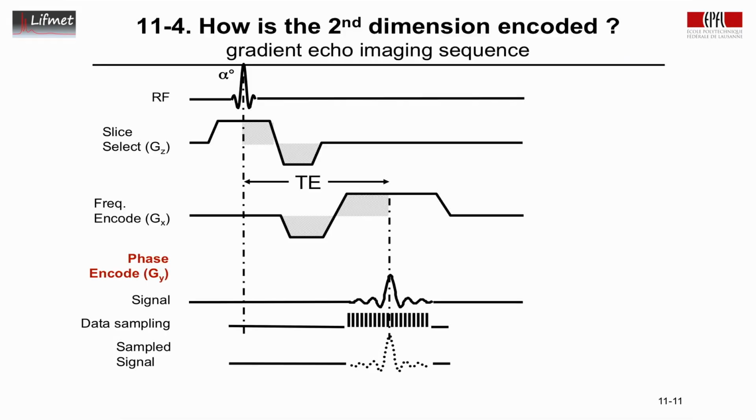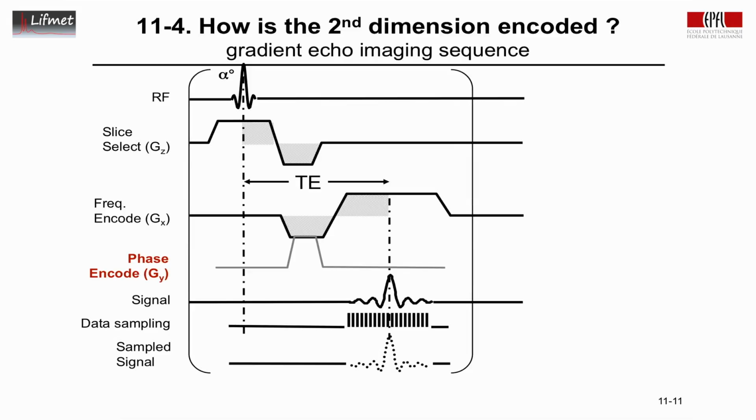For the second dimension, we turn on the phase encode gradient here along Y. We just turn on the gradient at this position for a certain amount of time with a certain amplitude. And this is now the entire experiment. However, this phase encode gradient is applied with a certain amplitude, and that does not give us spatial information.